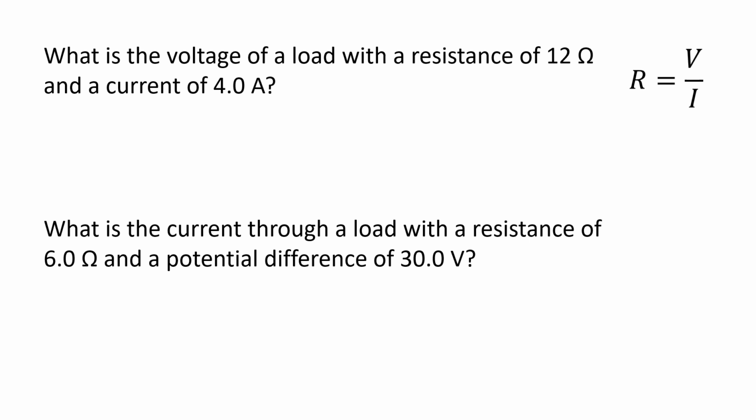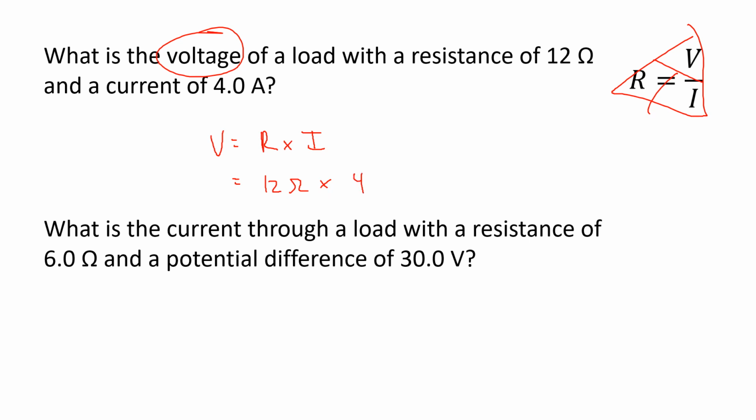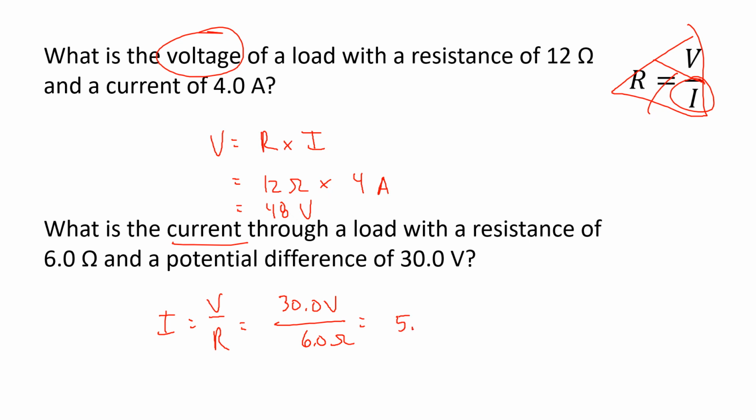A little rearranging here. You can always add your triangle. This time we're looking for voltage. So V equals R times I. And that means we have a 12 ohm resistor times 4 amps, which means 48 volts. This time we're looking for the current. So what is the current? There it is. I equals V over R. That's 30 volts divided by 6 ohms, and that's going to end up producing 5.0 amps of current.